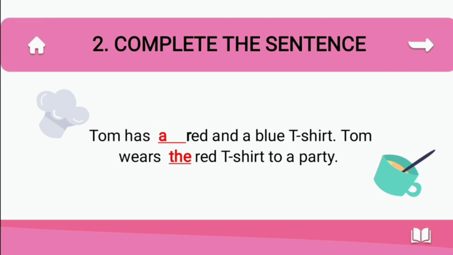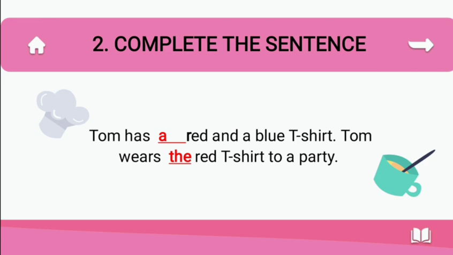Okay, friends, look at the first sentence. Tom has a red and a blue t-shirt. Why do we put a before the word red? Because it begins with R, which is a consonant, and it refers to one thing. So that's why we put a before the word red.